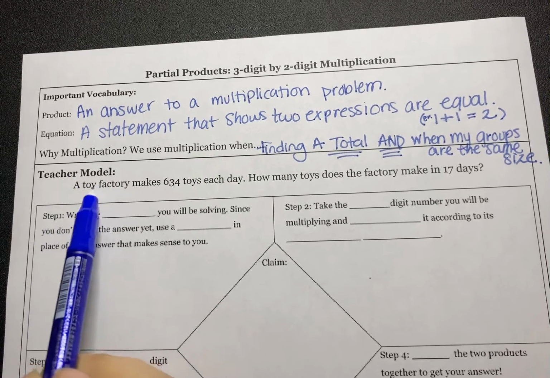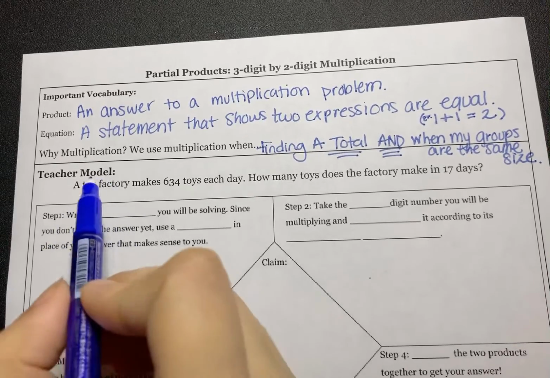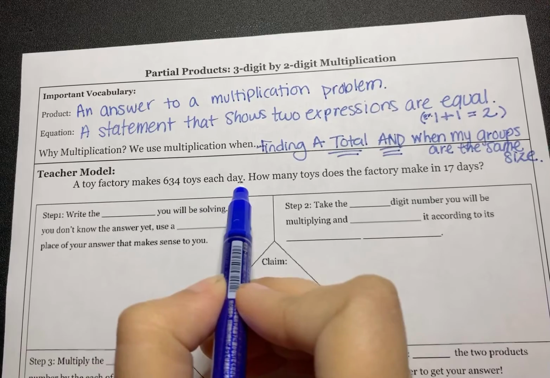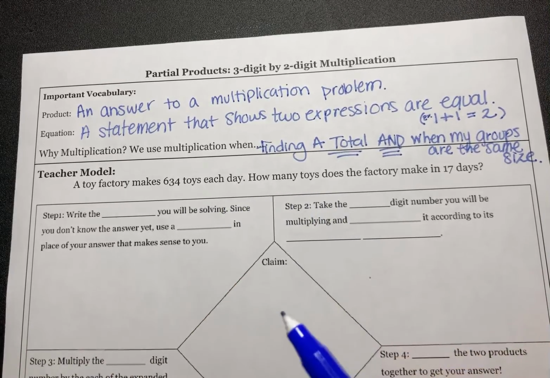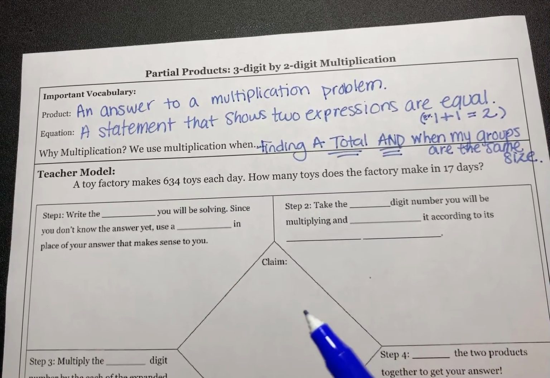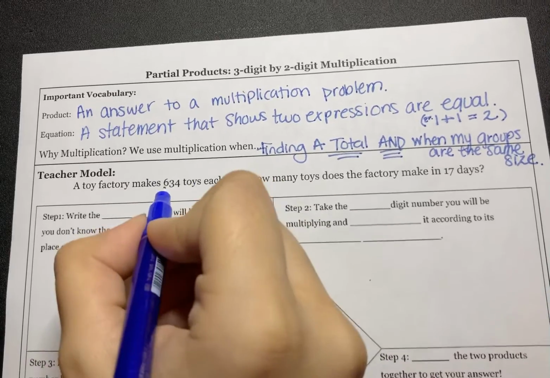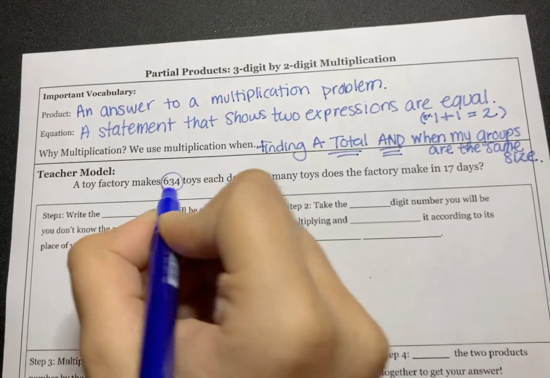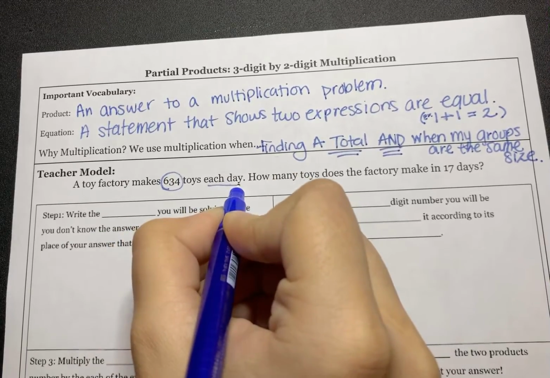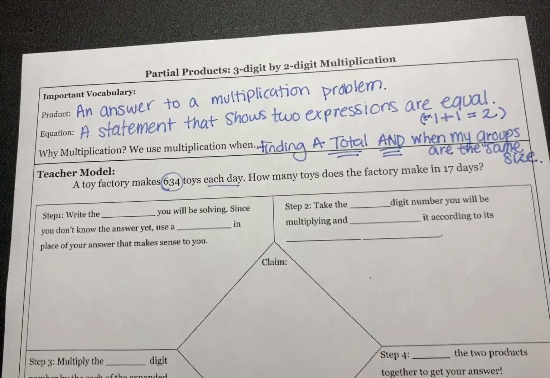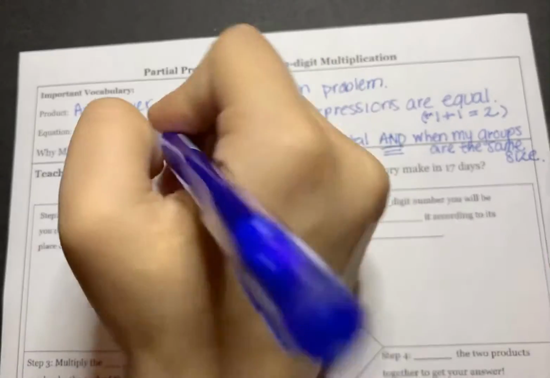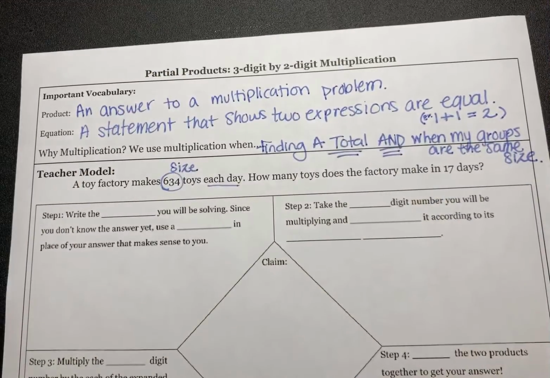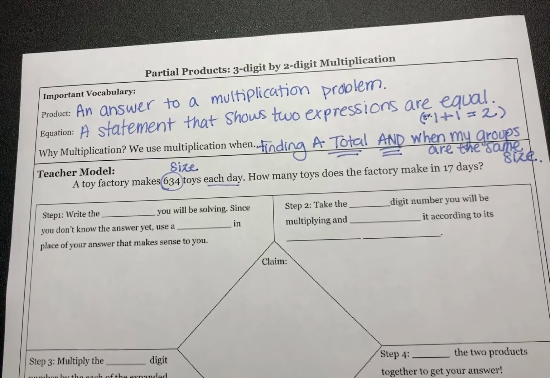So let's go ahead and look at this teacher model first problem. The toy factory makes 634 toys each day. How many toys does the factory make in 17 days? Well, the first thing I see is that I have 634 toys each day. So that tells me that's how much is in a group. This is the size that is made in a day. So this is the size.